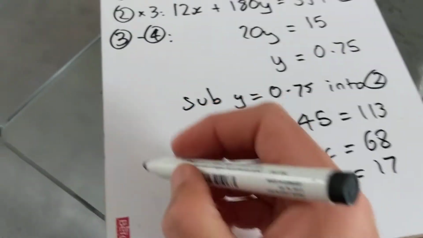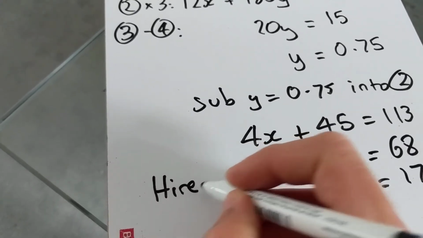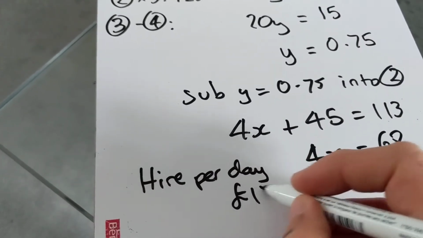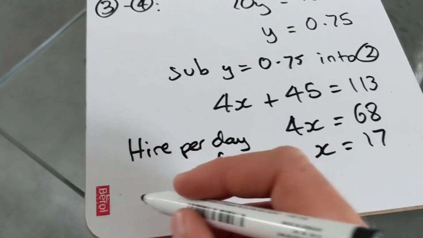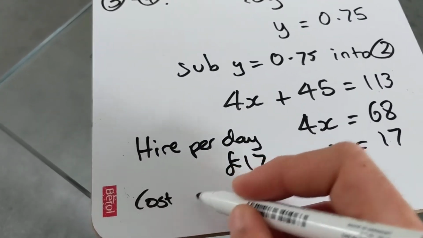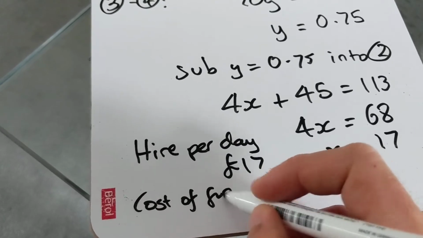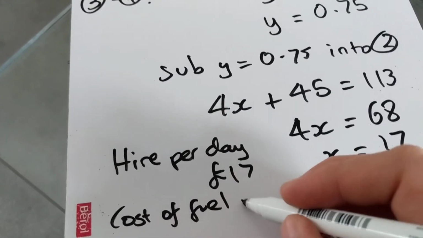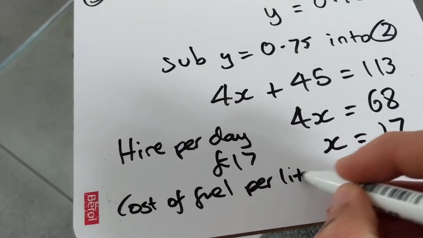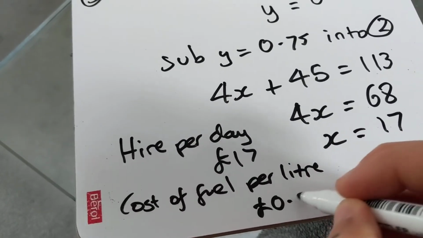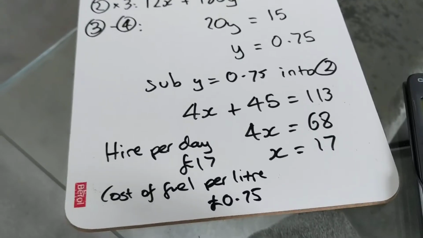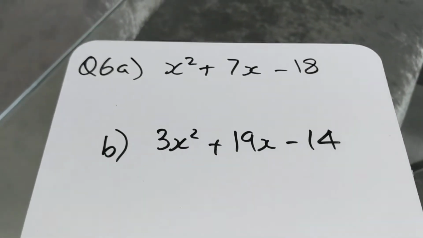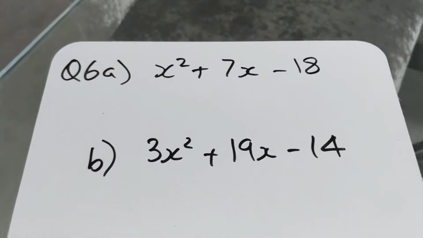So back to the context of the question here. Hire per day is £17 and the cost of fuel, and it's per mile, or sorry, per litre, cost of fuel per litre is 75 pence. So that's question 5. Alright, question 6 is factorising these terms, these expressions.